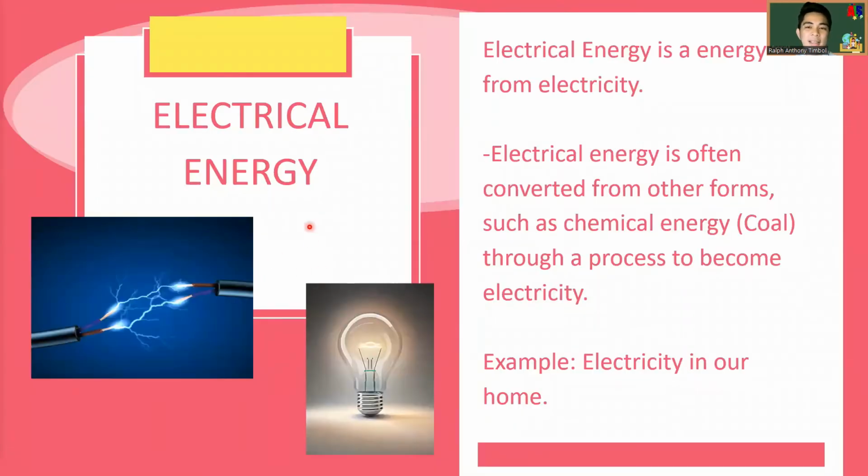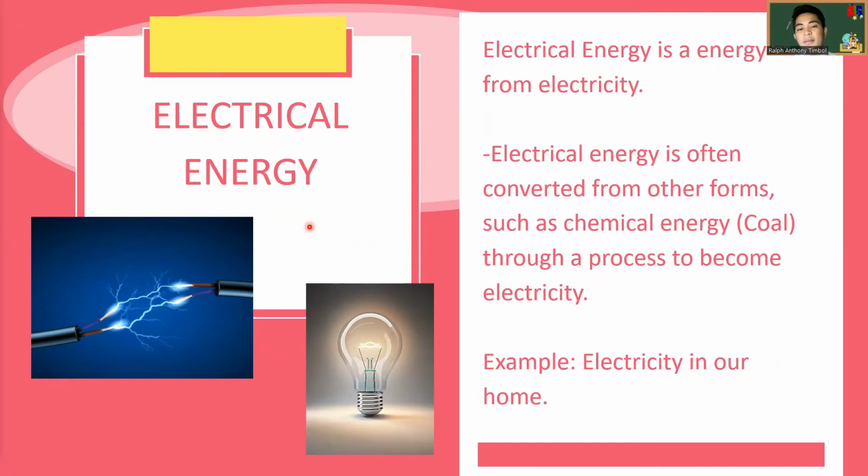Next is the electrical energy. We are very familiar with this one since our homes now are equipped with electrical energy, and it powers up our gadgets and our appliances as well. We are using electrical energy on a day-to-day basis, from a simple charging of our phones to using appliances such as washing machine, air conditioners, blowers, electric fans. So electrical energy is energy from electricity.